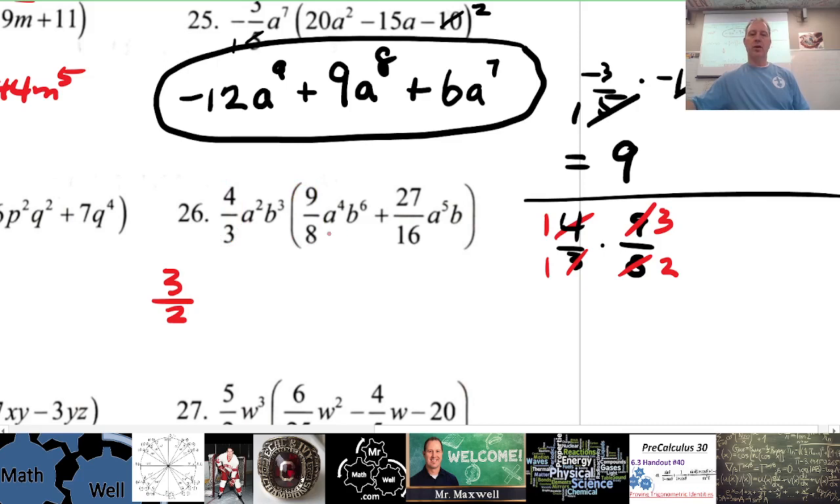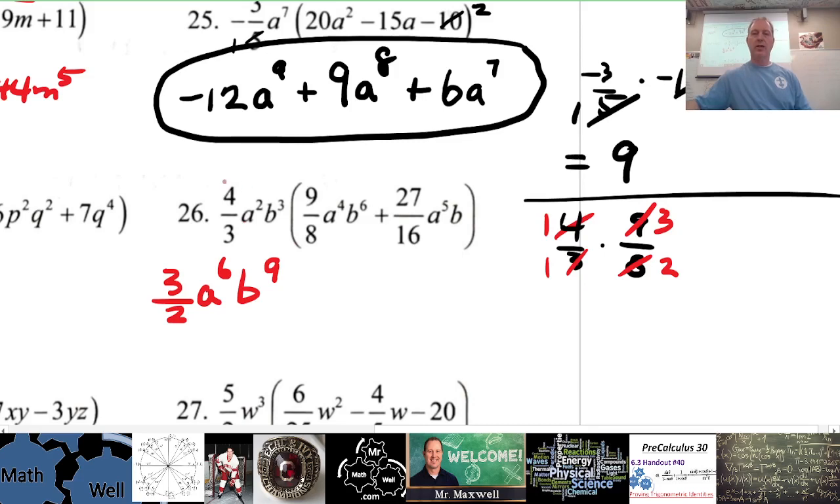Now I can focus on the variables. So I'm going to have a to the power of what? Shout it out. Anybody paying attention? A to the power of 6, right? 2 plus 4, good. A to the 6. And b to the power of 9, yeah, 3 plus 6. Awesome. Signs are correct. All right, good.